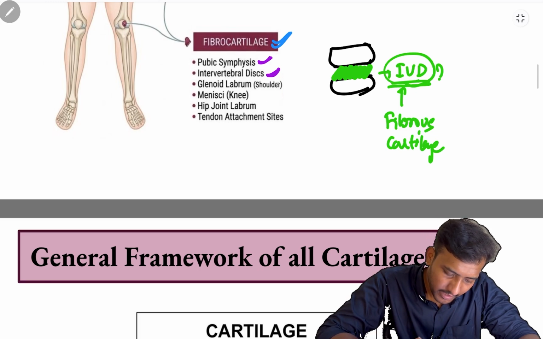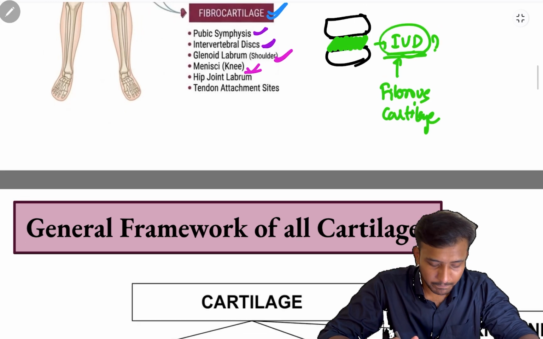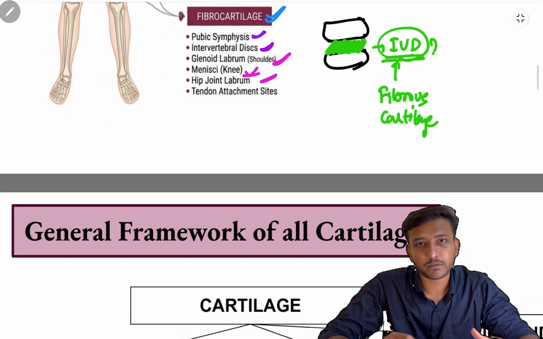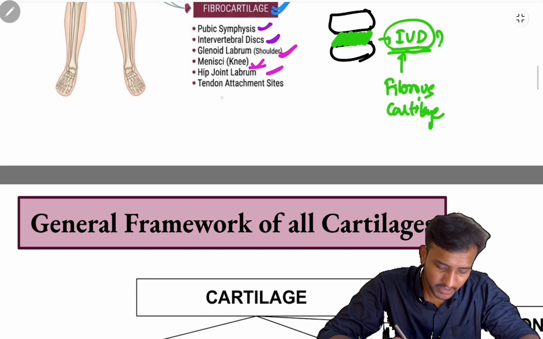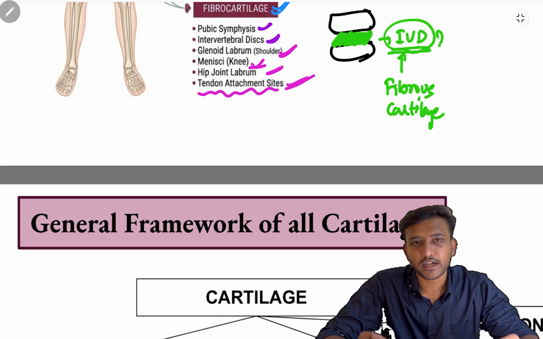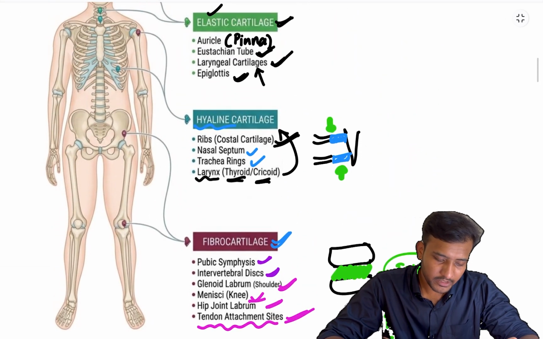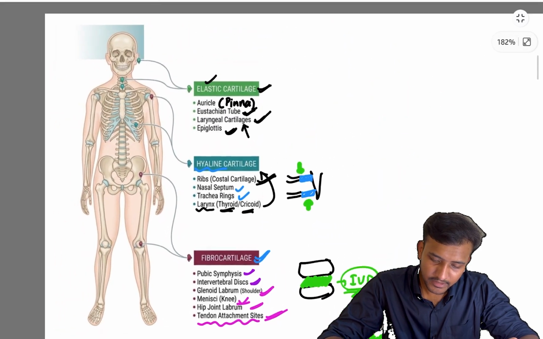Now apart from that, you will be having your glenoid labrum in your shoulder joint, then the menisci in your knee joint, and in the hip joint the labrum around the acetabulum, which covers it, is also your fibrous cartilage. And there are tendon attachment sites. Wherever these tendons are going to attach, at that point of attachment you will be having your fibrous cartilage. Now please remember these examples, guys, because they will be asked as MCQs.